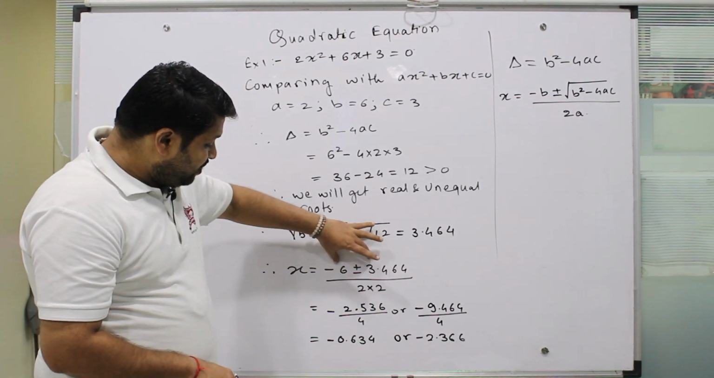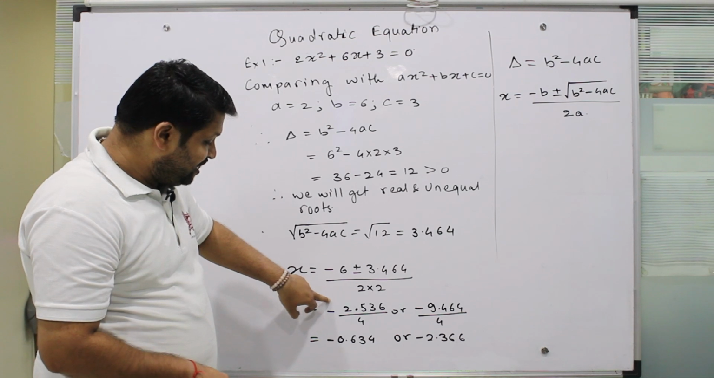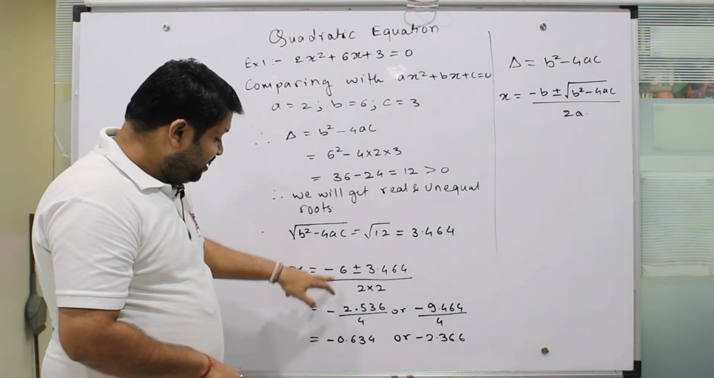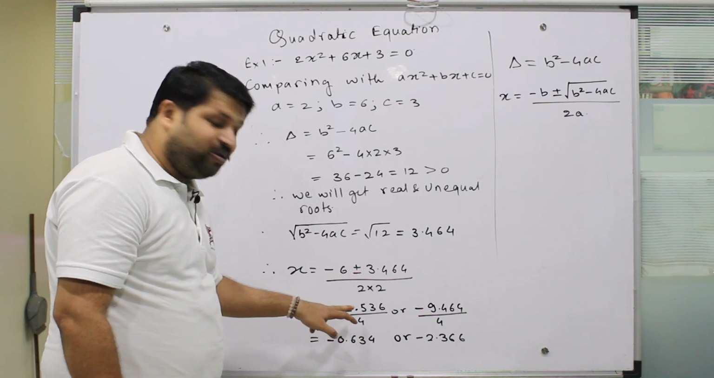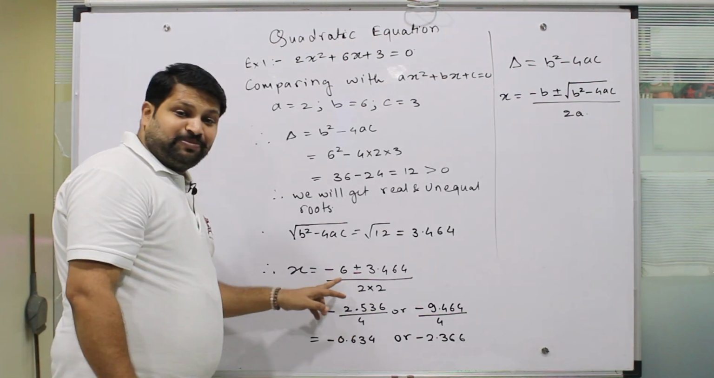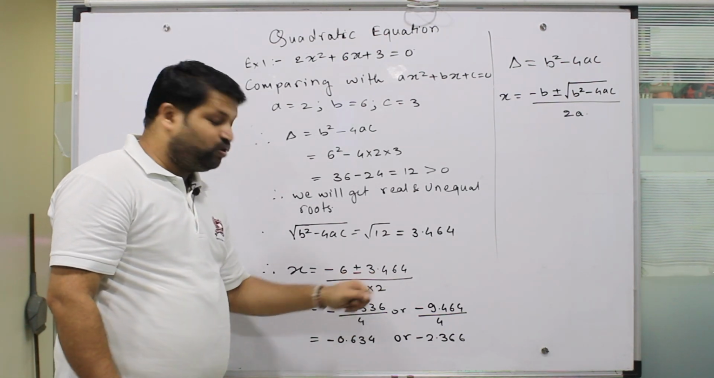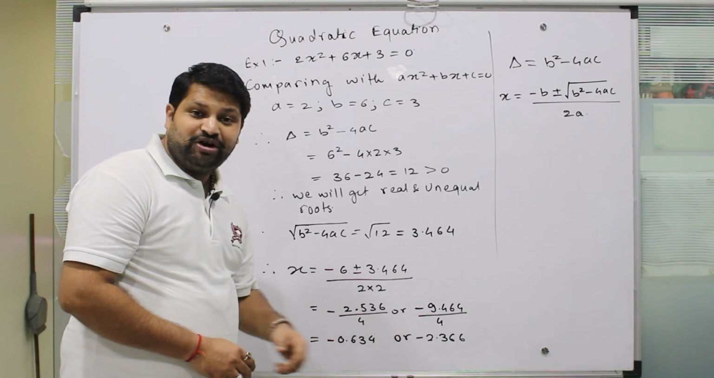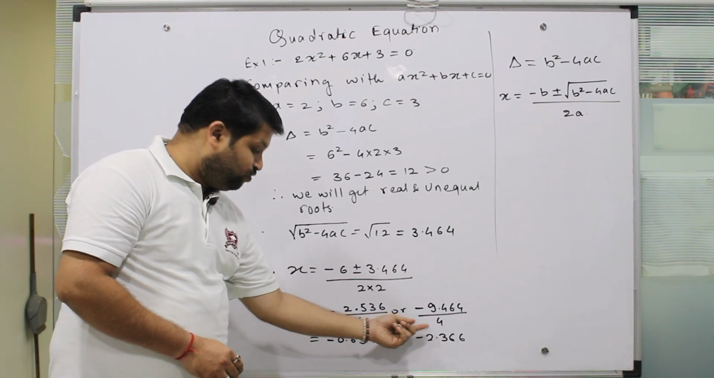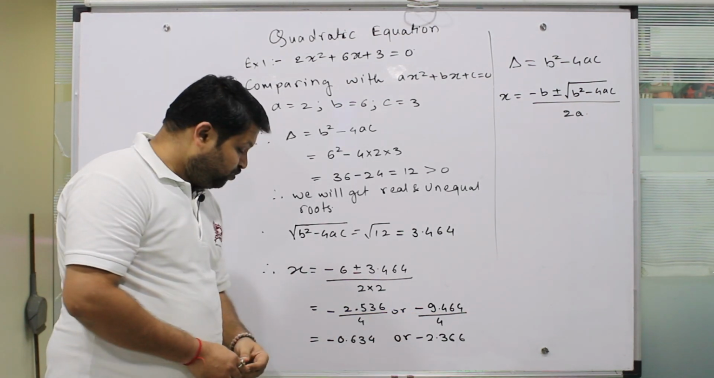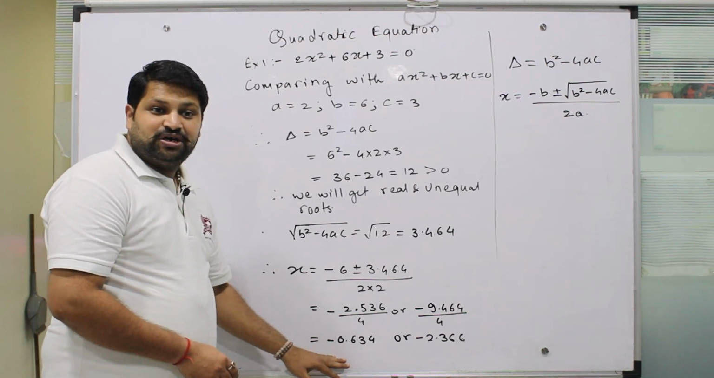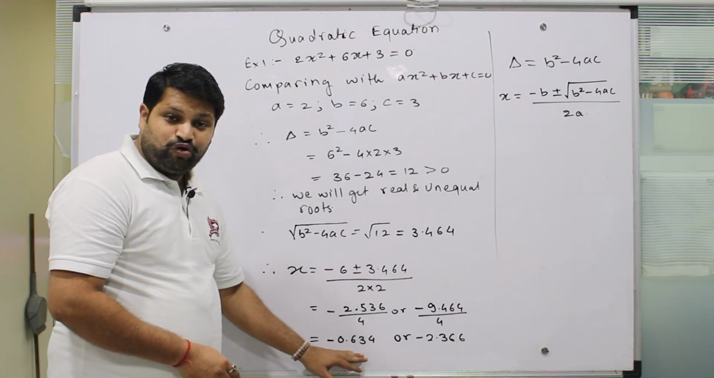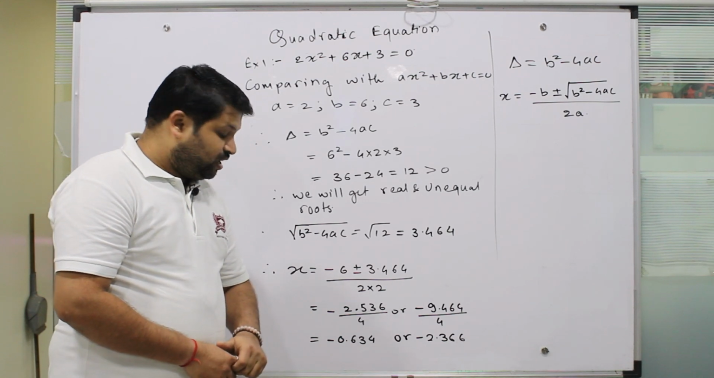So we can put the plus part separately. If I use the plus sign, it would be minus 6 plus 3.464 giving me minus 2.536 upon 4. If I subtract 6 minus 3.464, it would give me minus 9.464 divided by 4. So in both the cases we have divided by 4. Once we divide it by 4, our final answer would be equal to minus 0.634 or minus 2.366.